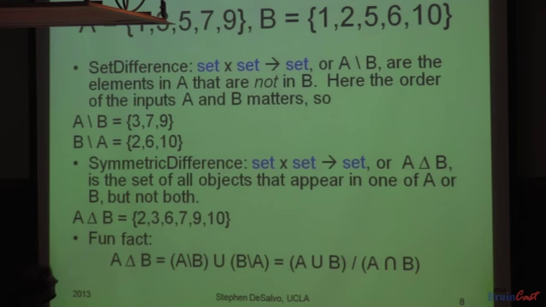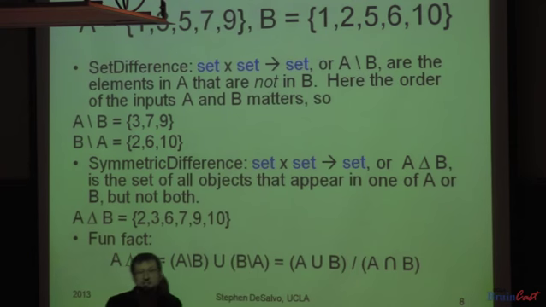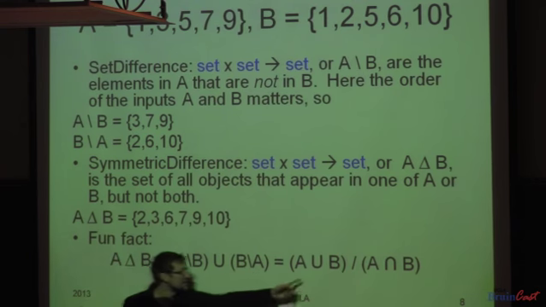Symmetric difference is one you can say in words. It's all objects that appear in one of A or B, but not both. So they have to either appear just in A or just in B, but not in the intersection. Another way to write this is you take the set difference and you just union the two set differences.